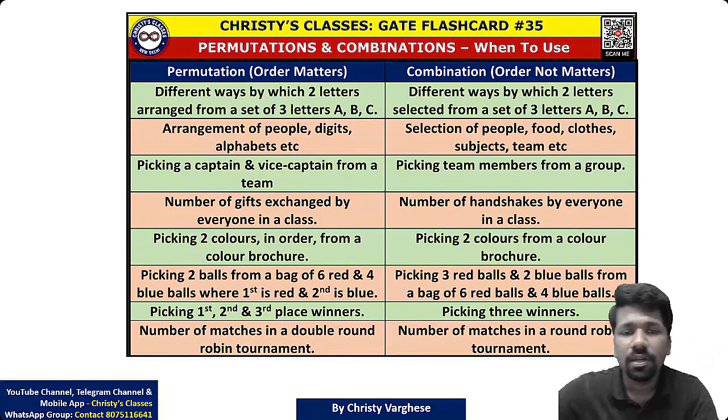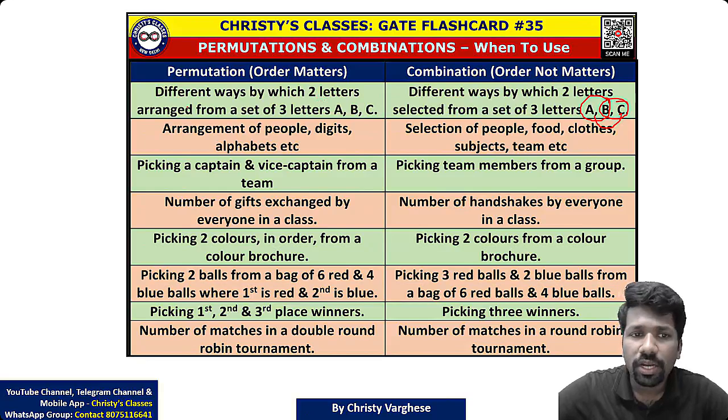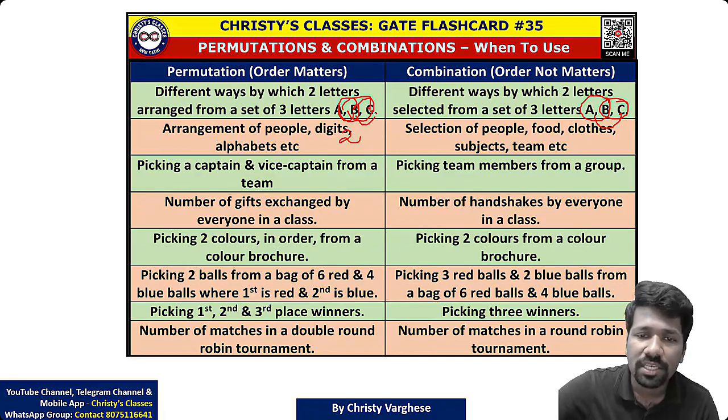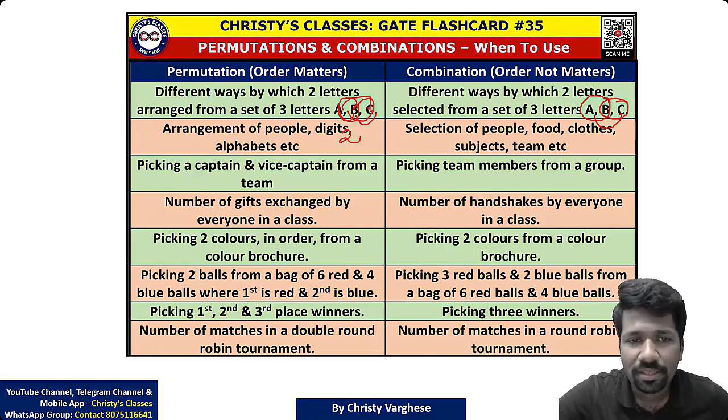For example, different ways in which 2 letters can be selected from 3 letters means AB is a selection, BC is a selection, AC is a selection. But if two letters are arranged from three letters, AB, BA are two different arrangements. AC, CA are two different. BC, CB are two different. समझ में आ रहा है ना? That's a difference.